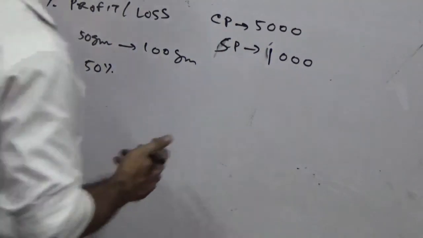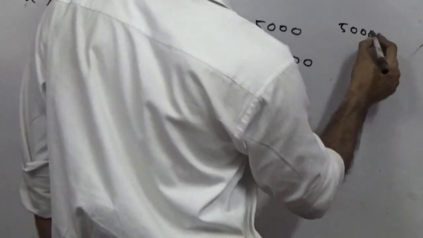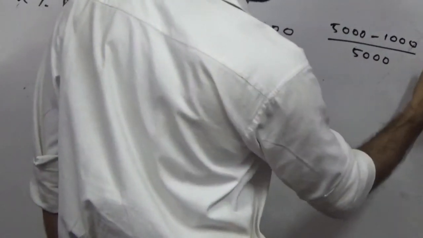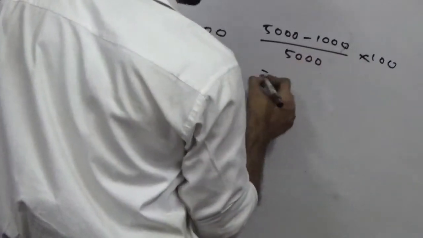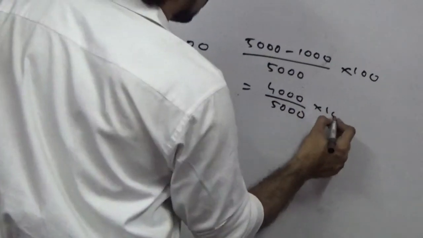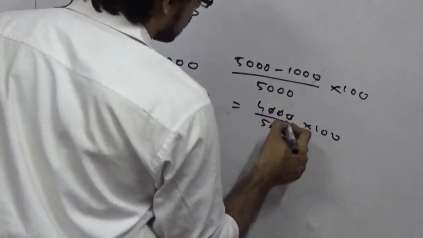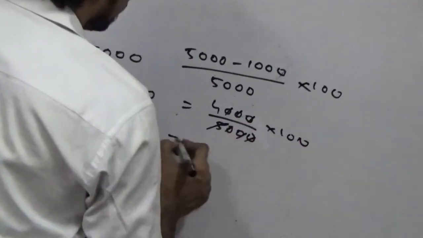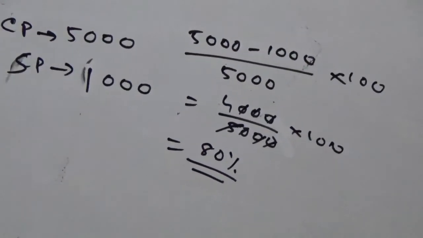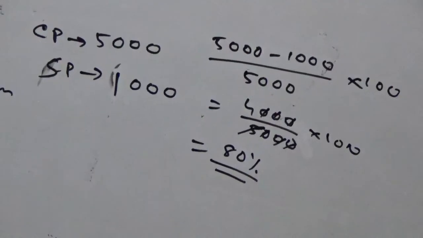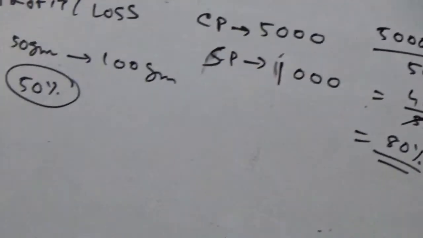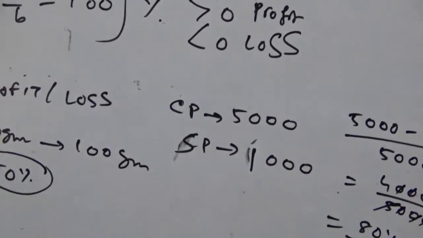So what is this loss percentage? Let me calculate this. 5,000 minus 1,000 by 5,000 into 100. So in this case it is 4,000 by 5,000 into 100. So it is 80%. So I am already having a loss of 80%, and by changing the weights, I am only gaining 50%. So ultimately I have a loss of 30%. So this is the possibility.